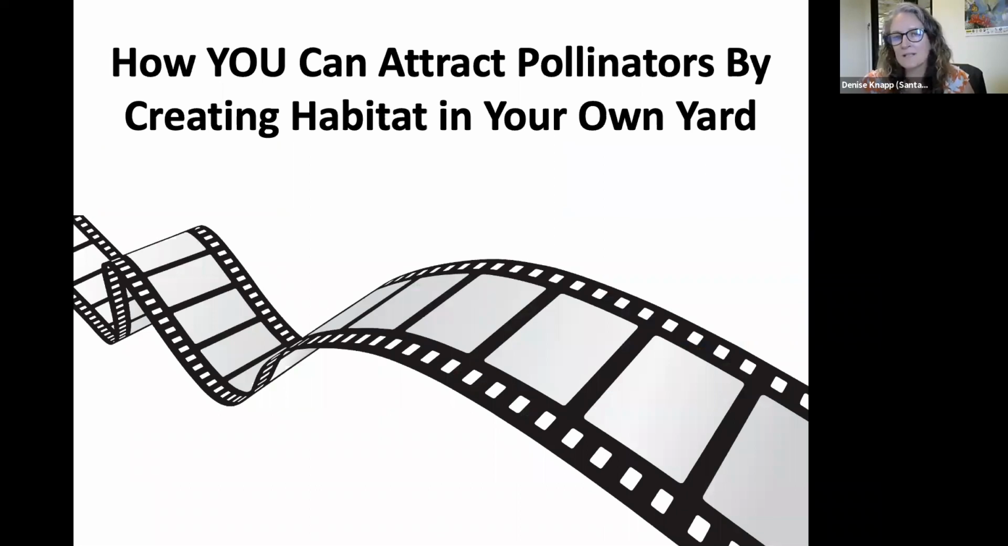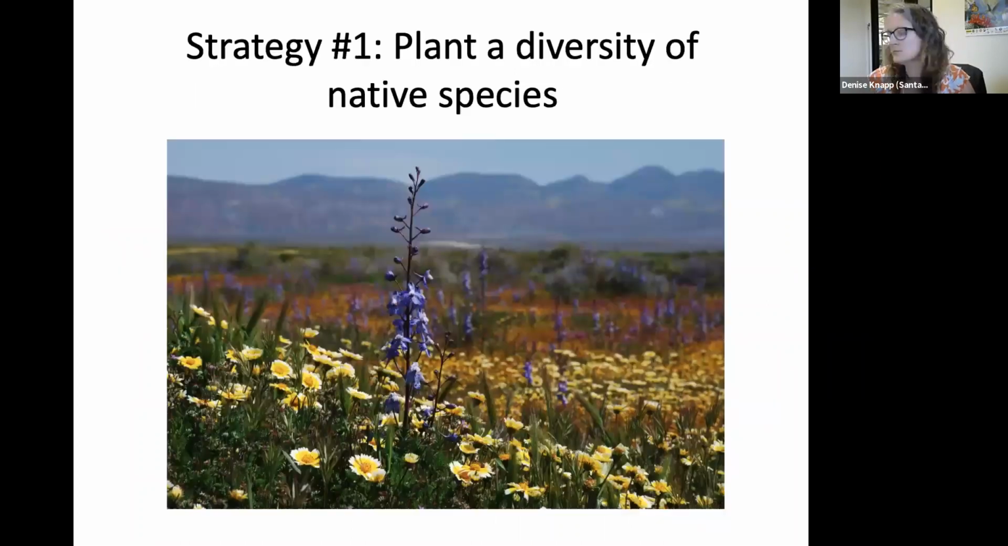How can you attract pollinators by creating habitat in your own yard? Here's a set of tips. Next. Strategy 1 is to plant a diversity of native species. So hopefully this follows everything I've been saying, that diversity begets diversity. It also is providing resilience. Some things are going to do well this year with the weather this year, and some things will do better next year. Next.